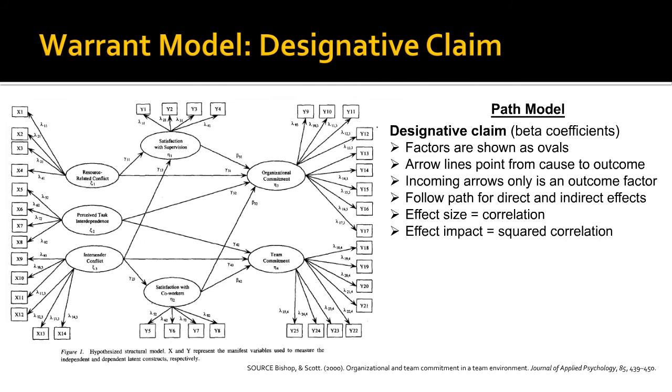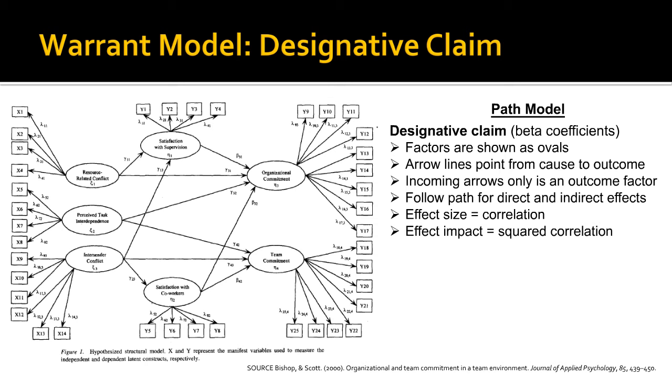We will now turn our focus to the designative claim for the remainder of the tutorial. You can now ignore the boxes and their arrow lines in the diagram. The designative claim is shown by the factor labels listed in the ovals and the arrows that connect the causal paths to the two outcome factors. You can always determine the outcomes in a model by locating the ovals which only have arrows coming into them from other factors, and none going out.